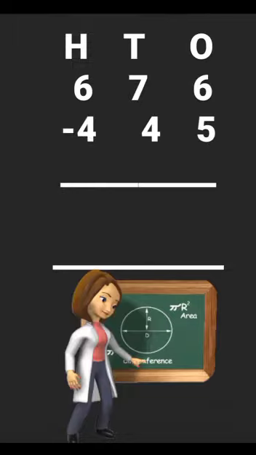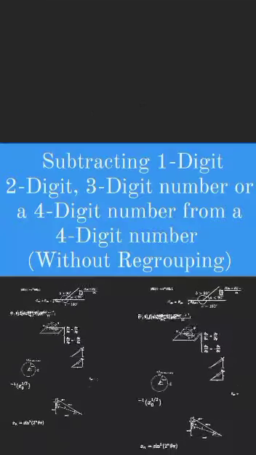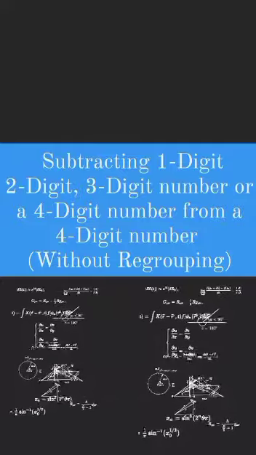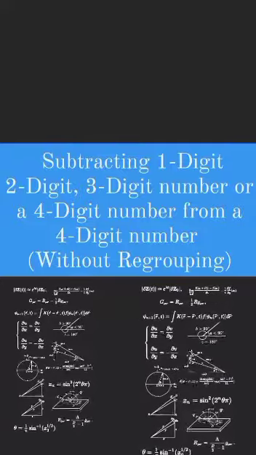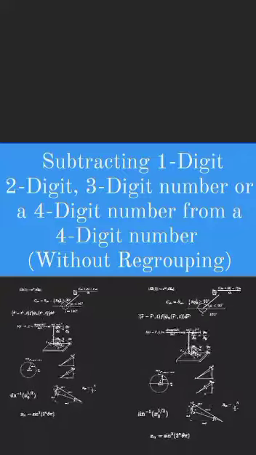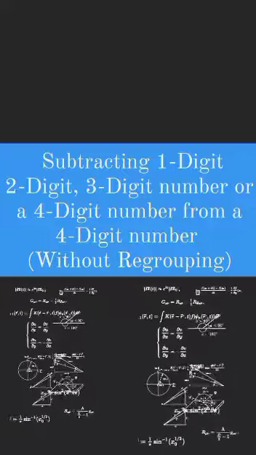This is our third example. Here I am telling you to subtract 3-digit number from 3-digit number. So 6 minus 5 will give you 1. 7 minus 4 will give you 3. And 6 minus 4 will give you 2. So the difference is 231.